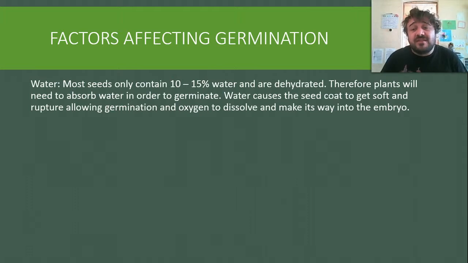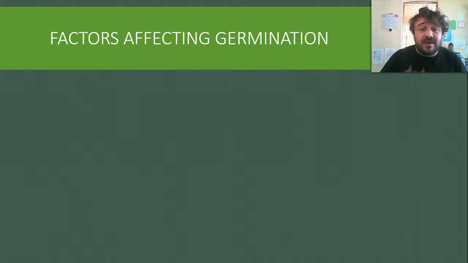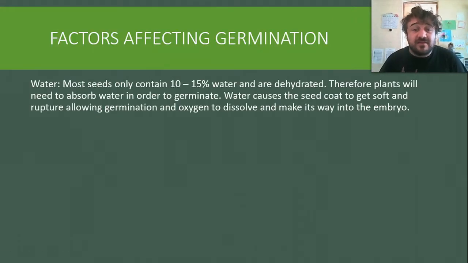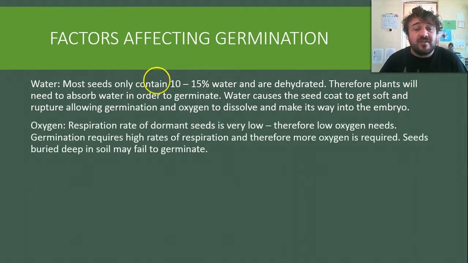So water causes the seed to get soft as well. And it allows it to rupture, so it allows it to burst through. So if we go back here, you can see that once you've wet it, the epicotyl or the radicle, depends, the epicotyl comes out this way, the radicle comes out this way. So you can see that the epicotyl or the radicle is able to push out because the seed coat has gotten softer.